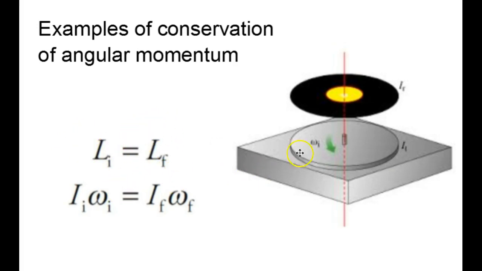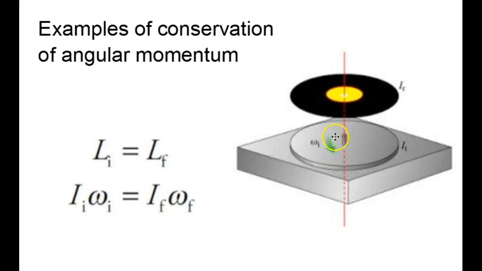And when we're dealing with objects where the mass is spread out over a wide volume or shape, then we use this expression here for the angular momentum. It's the moment of inertia for the object times its angular velocity.